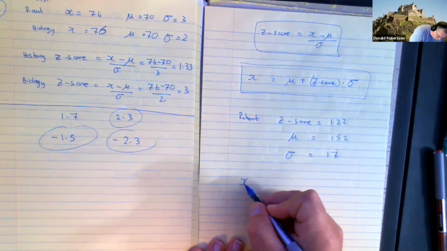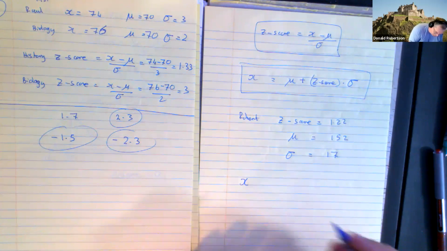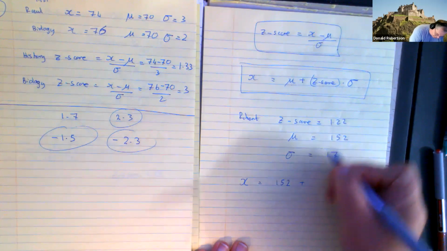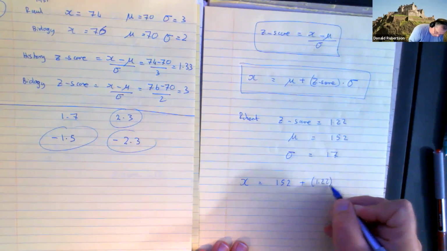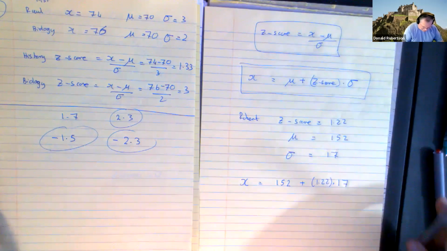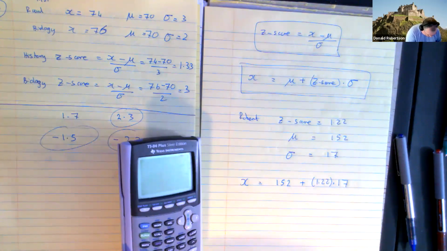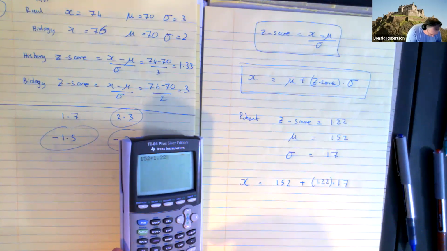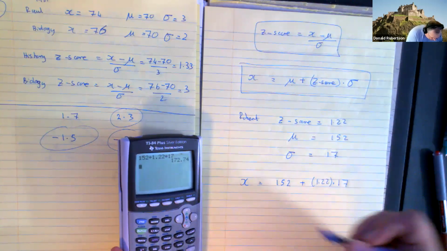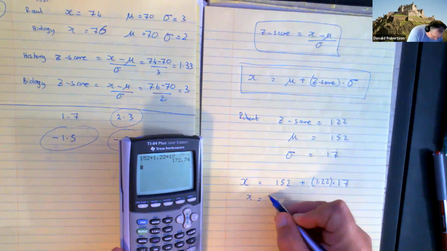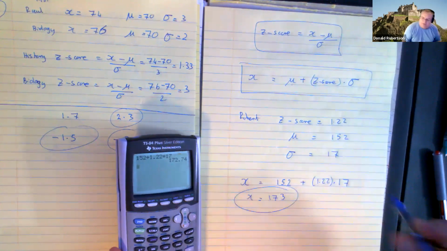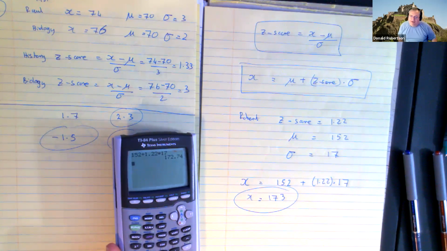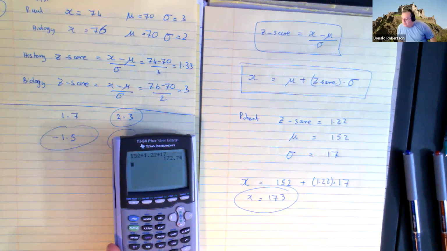So I'm now going to get what Robert's score was, and then I'll have to round it off to the nearest whole number because they told me to. So it's going to be 152, the mean, plus the Z-score, 1.22, times sigma. I can just go to my calculator and do that as a single calculation: 152 plus 1.22 times 17. And the answer I get to the nearest whole number would be 173. Okay, 172.7, 173. So I now know what Robert got in the exam. He got 173.